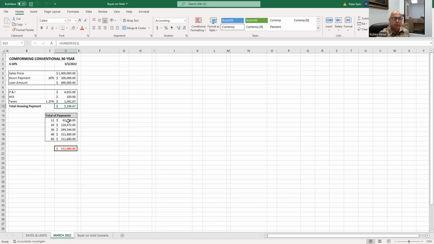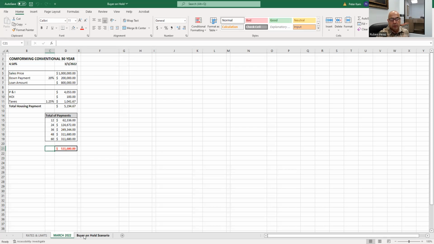Over the life of 5 years, the months your borrower would be paying, roughly about $311,000. Now, if you add the down payment that they put down, the total out of pocket in year 5 would be $511,000. Does that make sense to everybody? If you have any questions, let me know, but it's pretty basic, right?